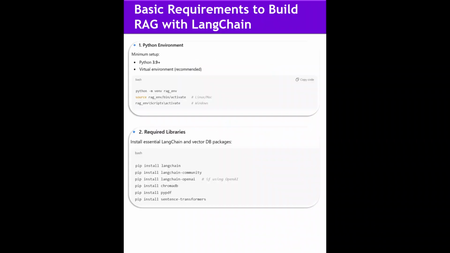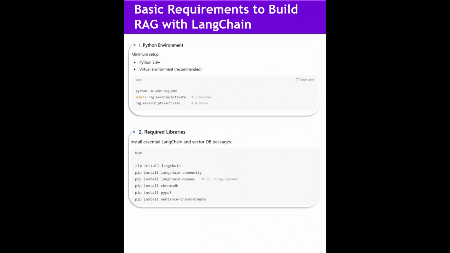First, the basic requirements to build RAG with LangChain. First of all, you need a Python environment. Make sure Python is installed on your system, or if it is not installed, you can install it. Download and set up Python 3.9 or above, and a virtual environment is recommended. Make sure you create a virtual environment before the other steps.